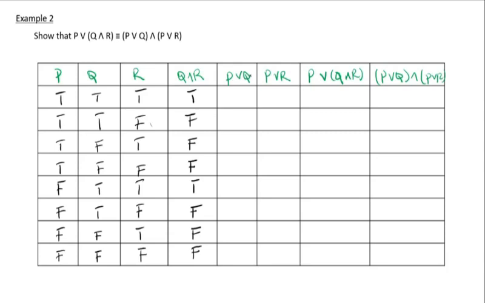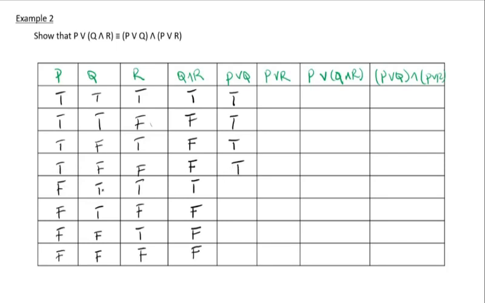Now we have P or Q. It means one of them has to be true to make this column true. So this is true, true, true, true. This is true, true, this is also true. This is true, false, one of them is true, so this is true. I have over here true, true. So this is true, false, sorry, true, false. So this is true.